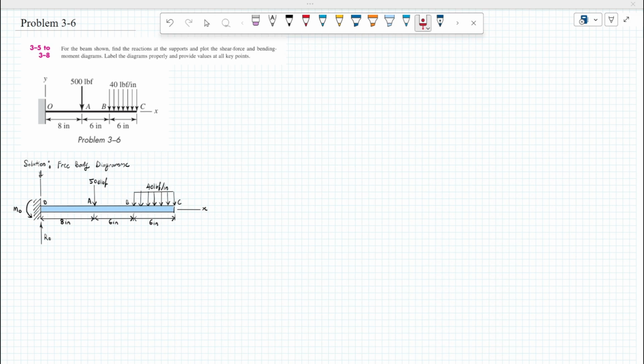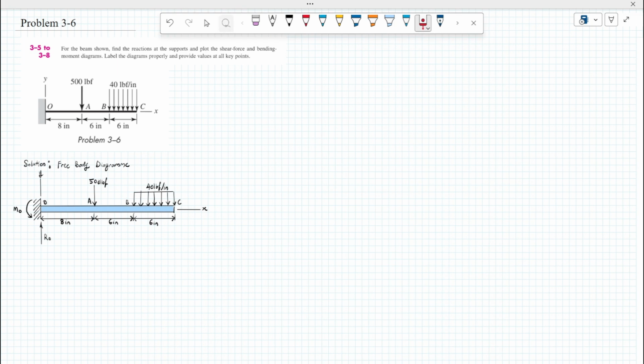For today's question, we're going to solve question number 6 from chapter 3 of Shigley's mechanical design book, which says: for the beam shown, find the reaction forces at the support and plot the shear force and bending moment diagrams. Label the diagrams properly and provide the values at all key points.